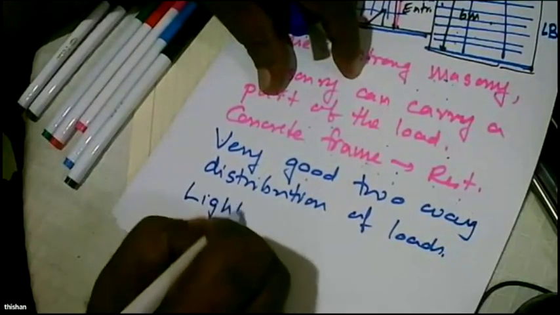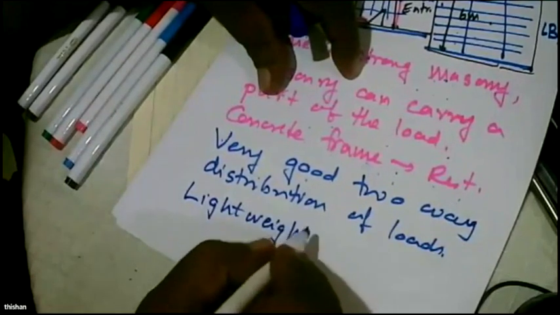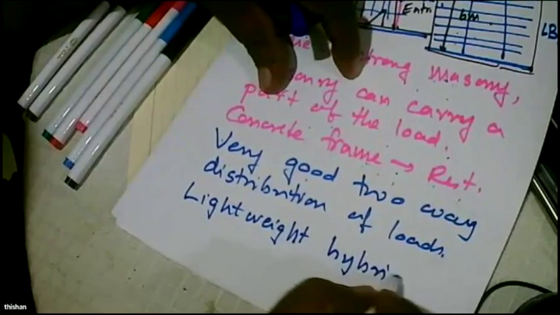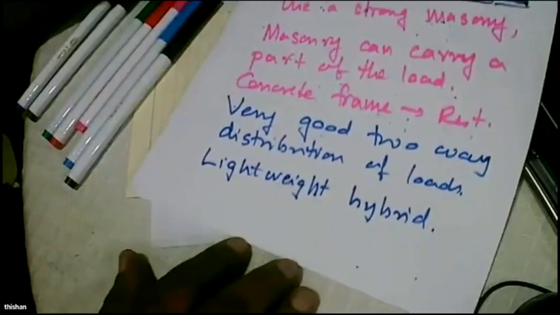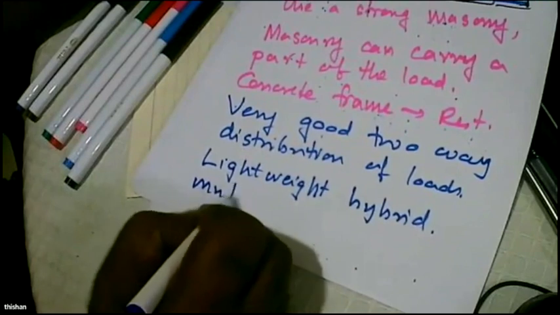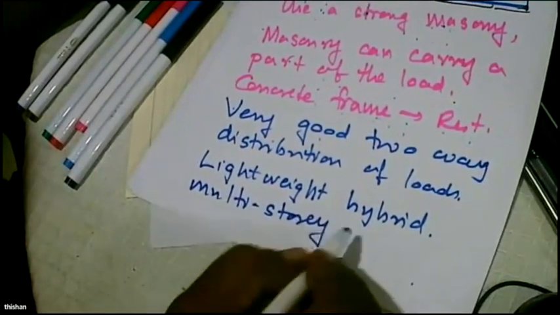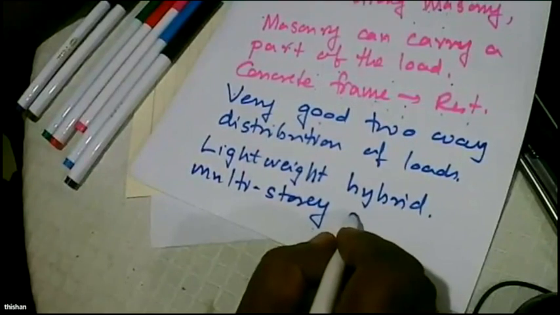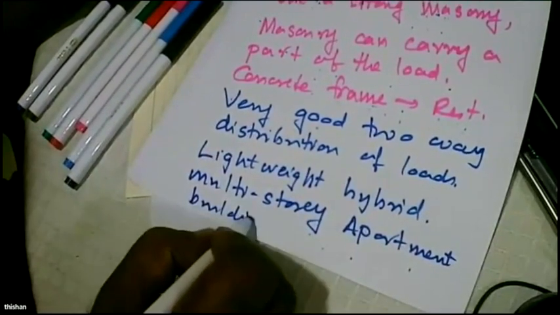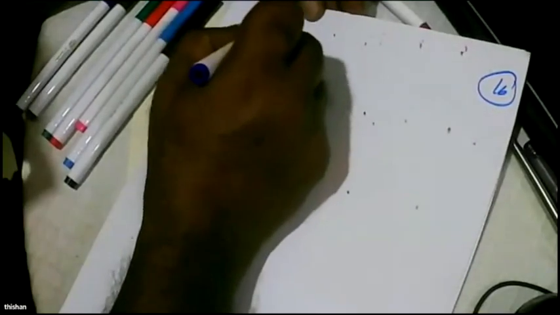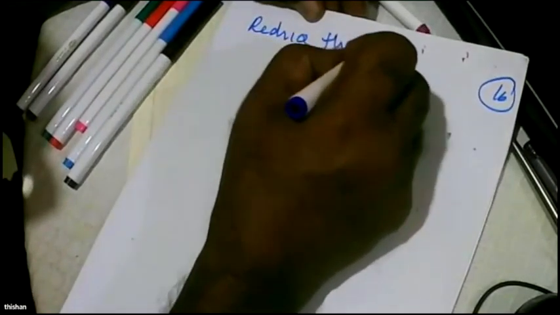So it's lightweight and it's hybrid. Why hybrid? Because loads are going in all directions and we are carrying part of the loads using masonry. And it can be used for multi-story and apartment buildings. And what is the beauty of this system? Because the deflections are strictly controlled. We reduce the number of operations.